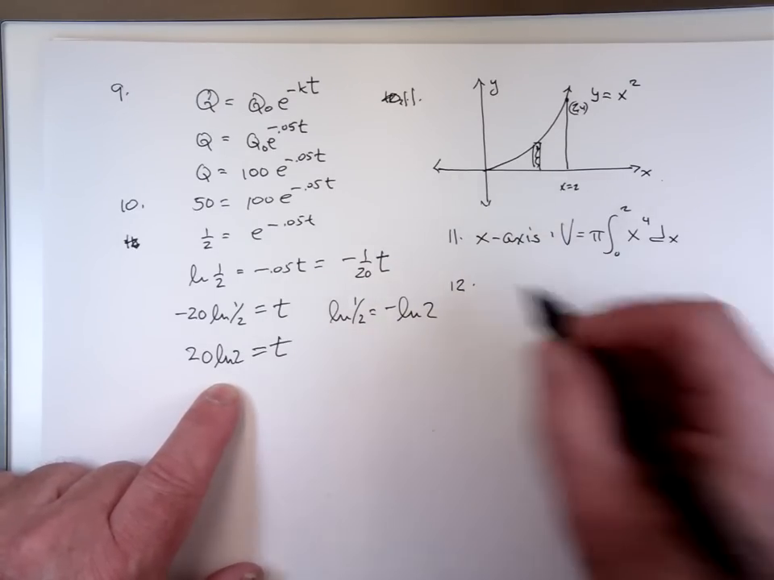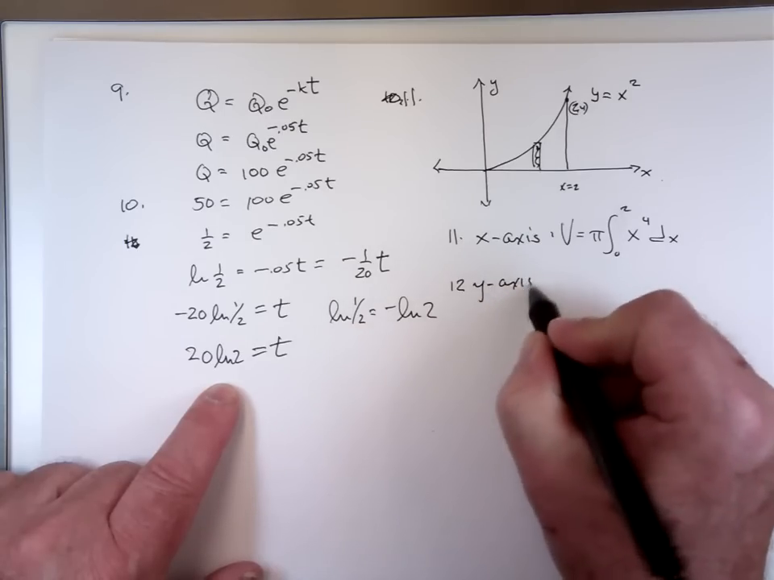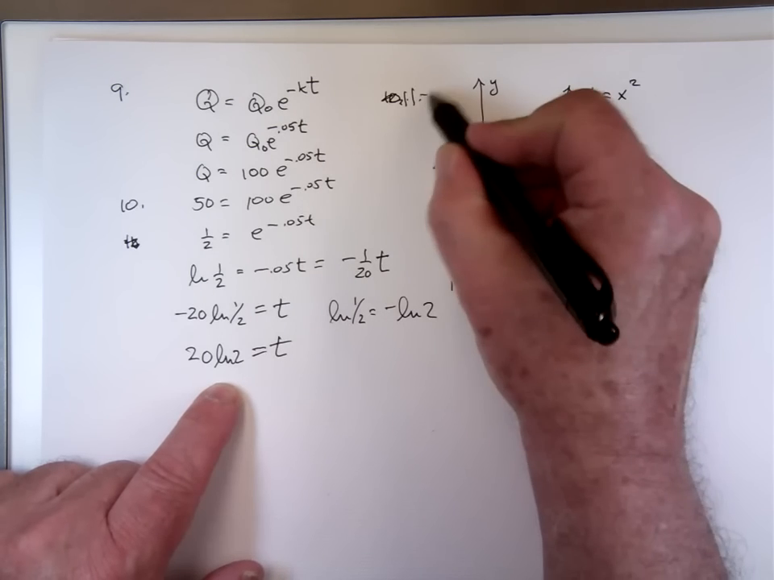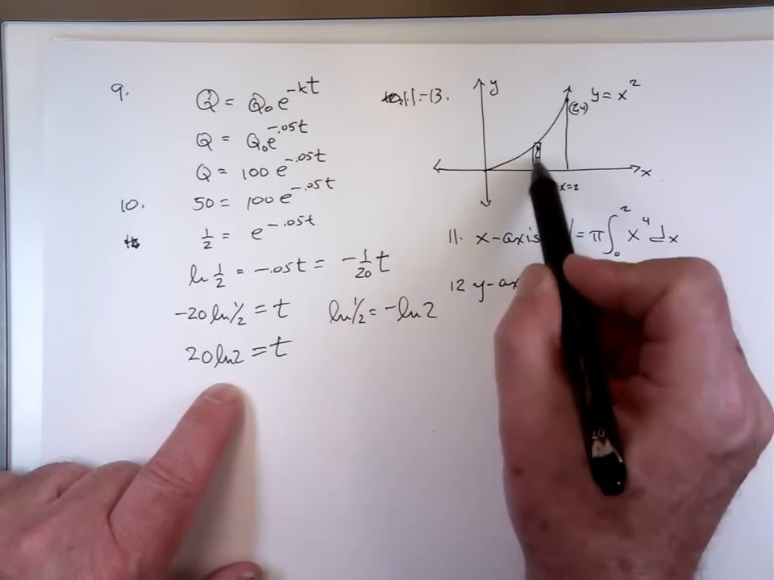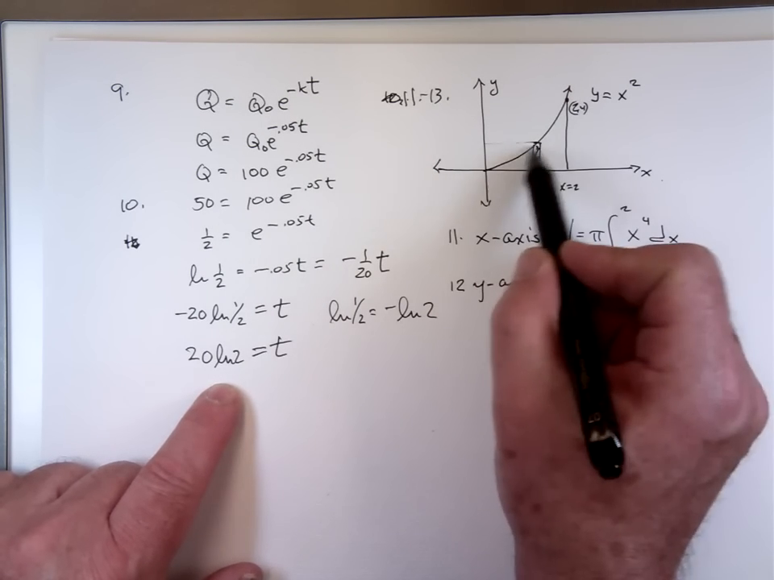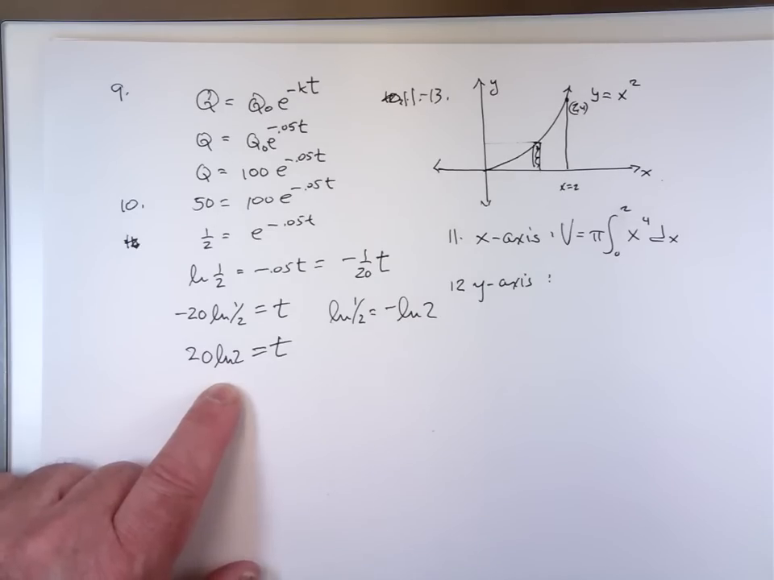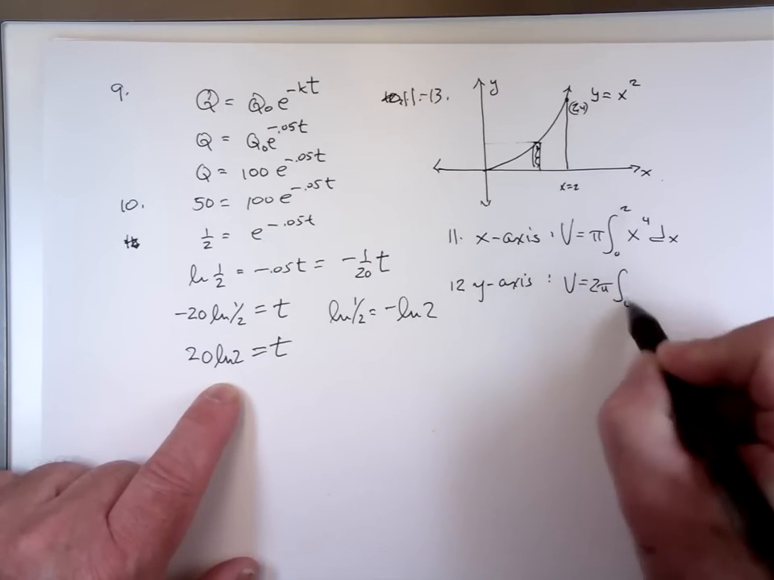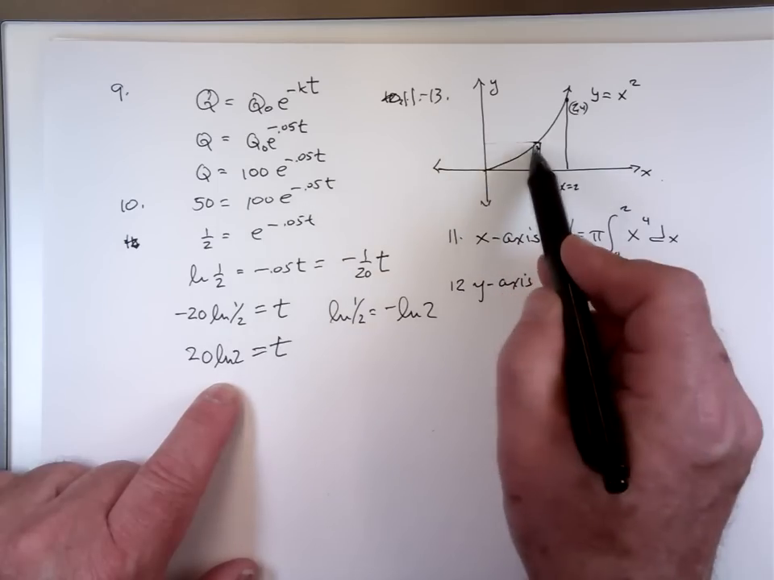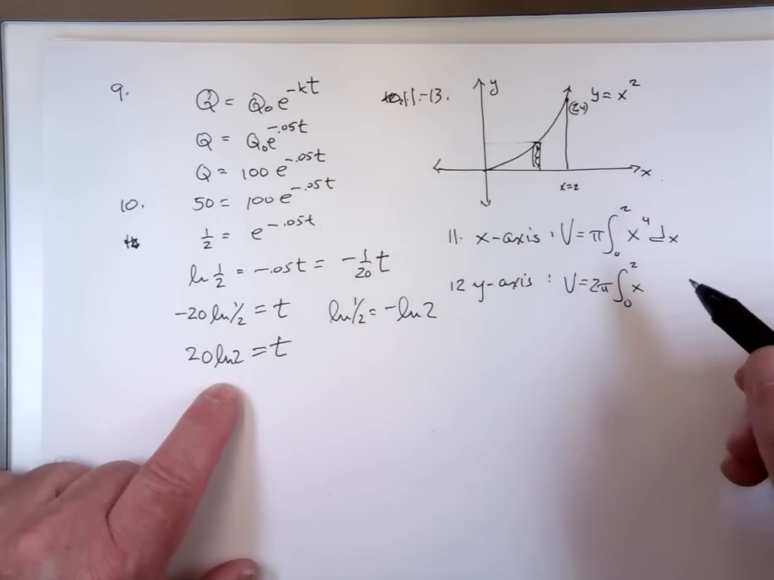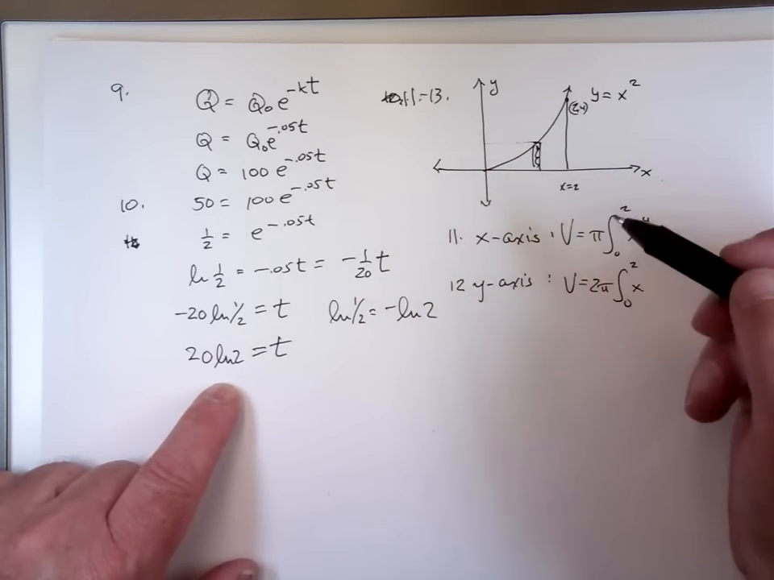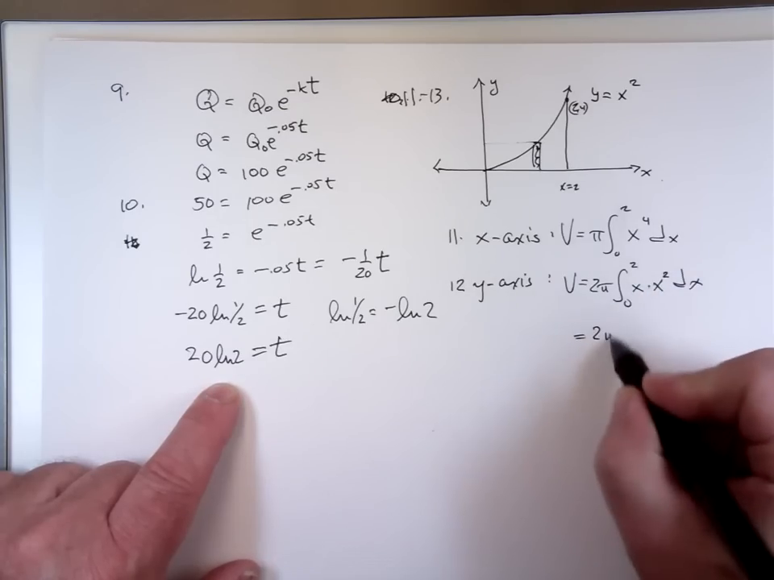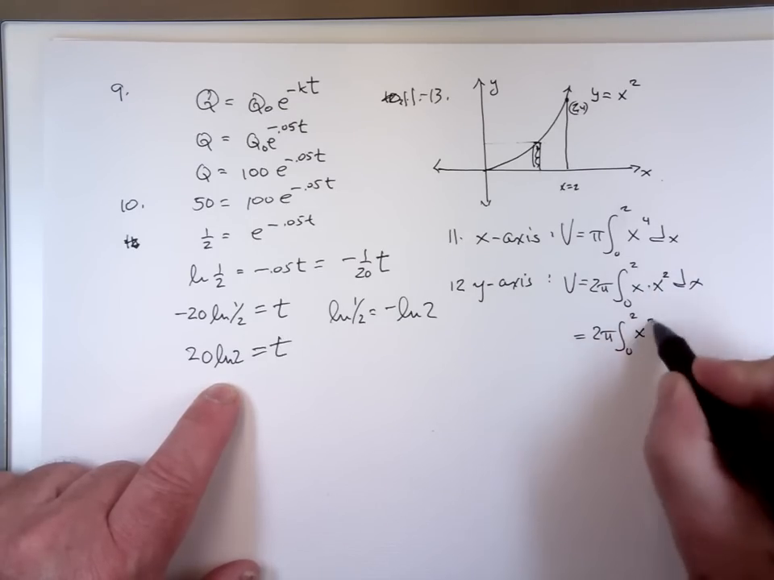12, the y-axis. This is 11 through 13. The y-axis, when you whip this around the y-axis, you're going to generate a shell, a cylindrical shell. The volume is equal to 2 pi. R, the distance from the y-axis, which is x. H, the height of this, which is x squared, dx. Or 2 pi, 0 to 2, x cubed dx.